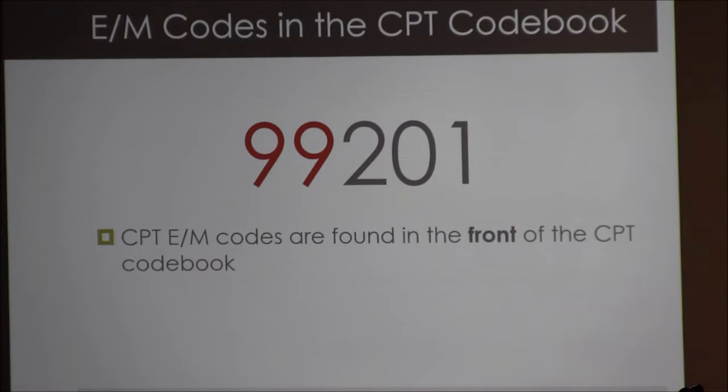So 99 is where most of the billing for sleep medicine is going to be found. Within the CPT book, this is such a popular section that it is found in the front of the book now. So the book is no longer in numeric order. It's the most commonly billed area, so they put it at the front.